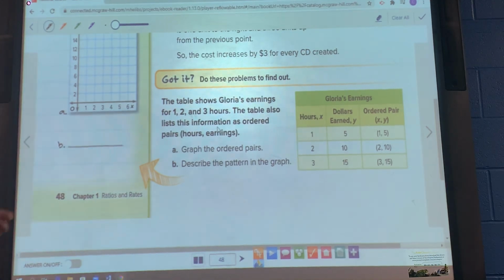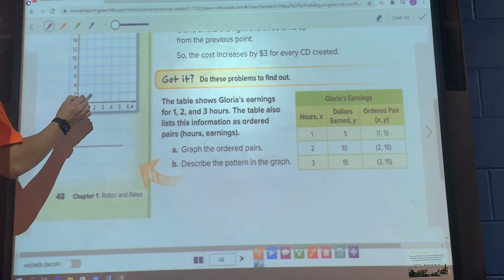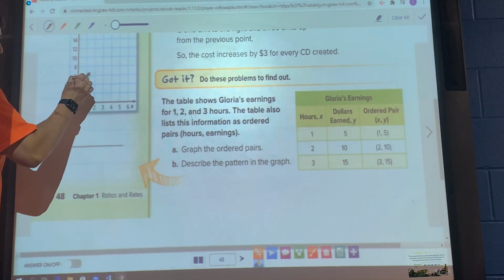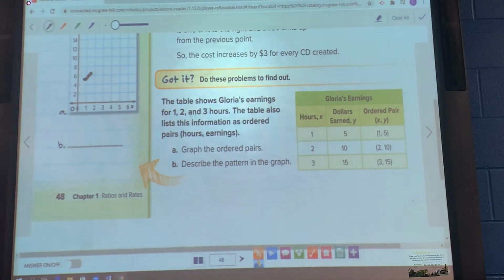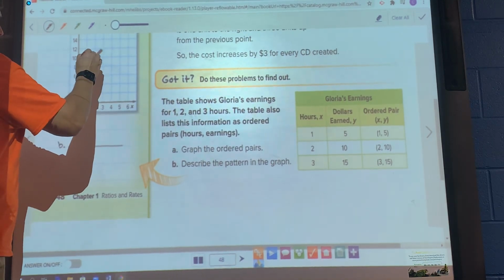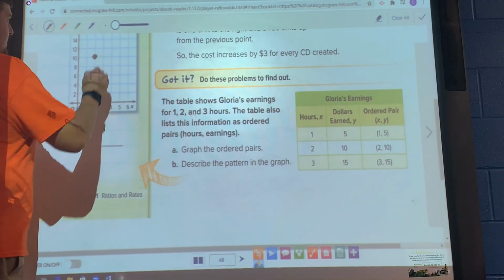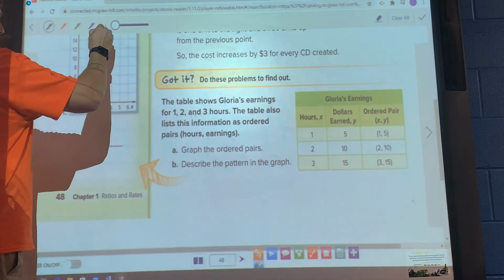Now, first point, 1, 5. So we go to 0, 0, go over to 1, go up to 5, because remember 5 is our y. You always go up and down for y, left and right for x. So our next one's 2, 10. So we go over 2, up to 10. And the last one's 3, 15. So we go 3 and 15.